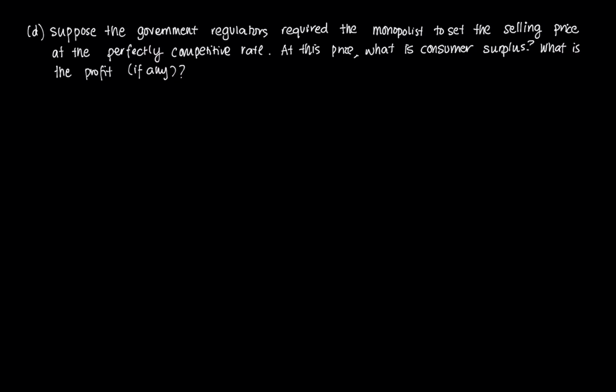Suppose government regulators require the monopolist to set the selling price at the perfectly competitive rate, okay? And because of the change in selling price, of course, that will change the output as well. And we're also asked at this price, what's the consumer surplus and what's the profit or the producer surplus if there's any, right? So let's identify those things here.